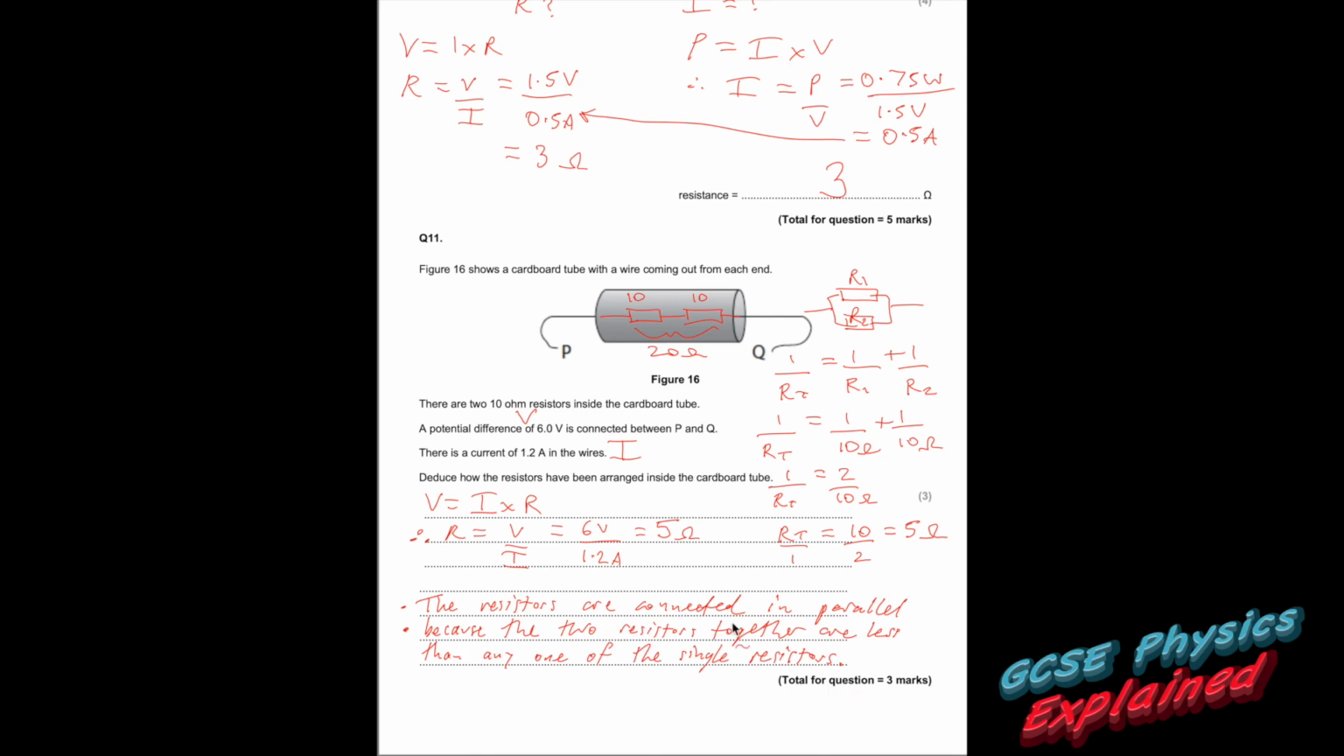So the resistors must be connected in parallel because the 2 resistors together are less than any one of the single resistors. That's how we see it at GCSE.